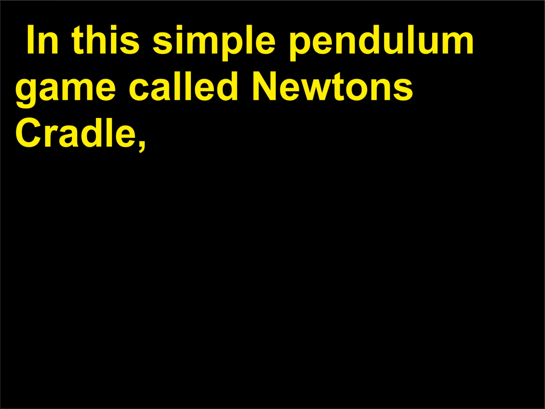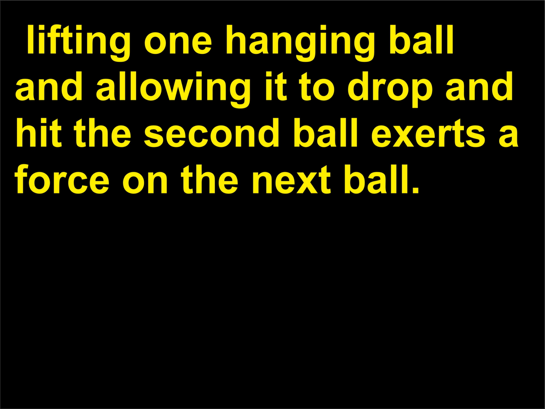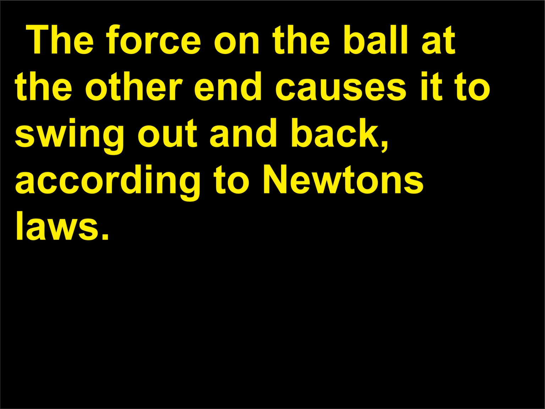In this simple pendulum game called Newton's cradle, lifting one hanging ball and allowing it to drop and hit the second ball exerts a force on the next ball. The force on the ball at the other end causes it to swing out and back, according to Newton's laws.